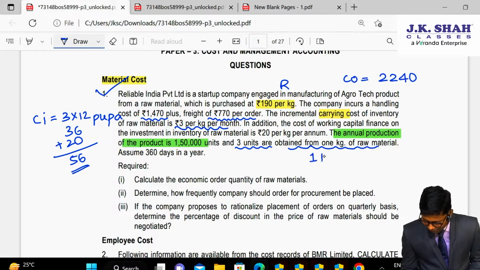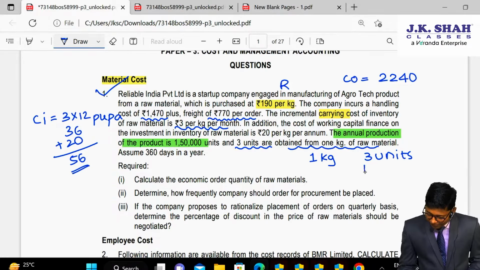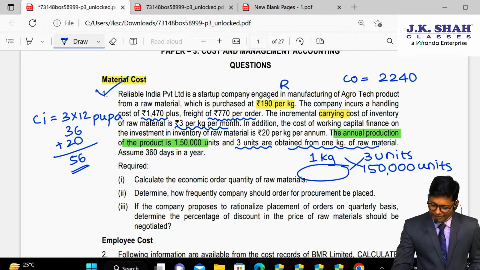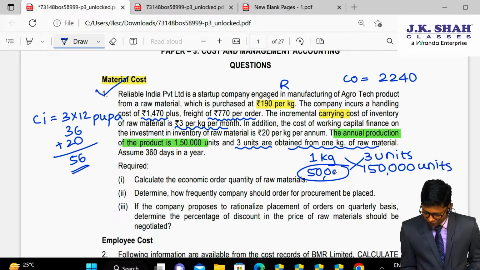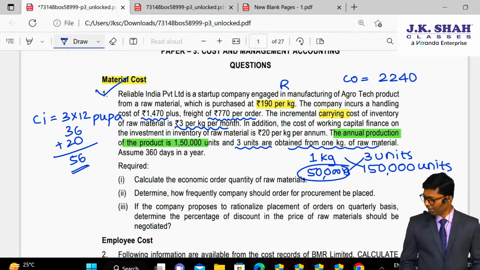Whenever you use 1 kg of raw material, 3 units of finished goods can be obtained. If the company is planning to produce 1,50,000 units of finished product, how much raw material is needed? You need to compute that, and if you compute this, you will get 50,000 kgs, and here is your annual requirement.